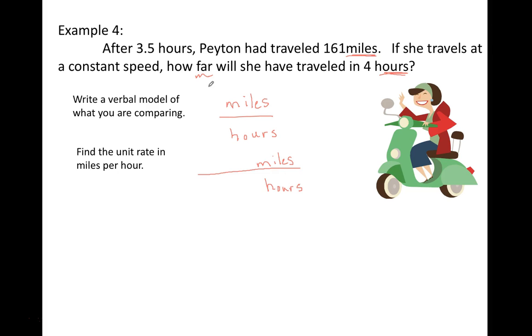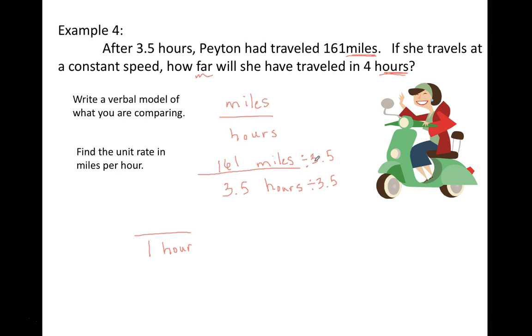So it says after 3.5 hours, Peyton traveled 161 miles. And it says if she travels at a constant speed, how far will she travel in 4 hours? So we have to go from 3.5 to 4 hours. Well, in order to do that, an easy way is to go back to that unit rate. And we know how to find a unit rate now. We just simply divide by 3.5 and divide by 3.5. And that'll give us a unit rate of her traveling.